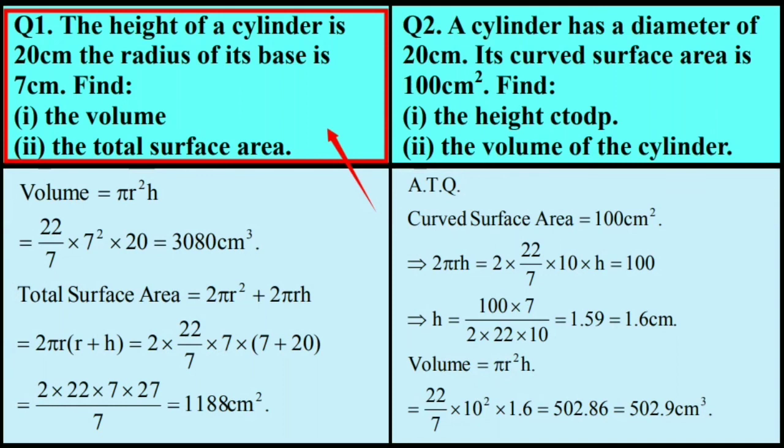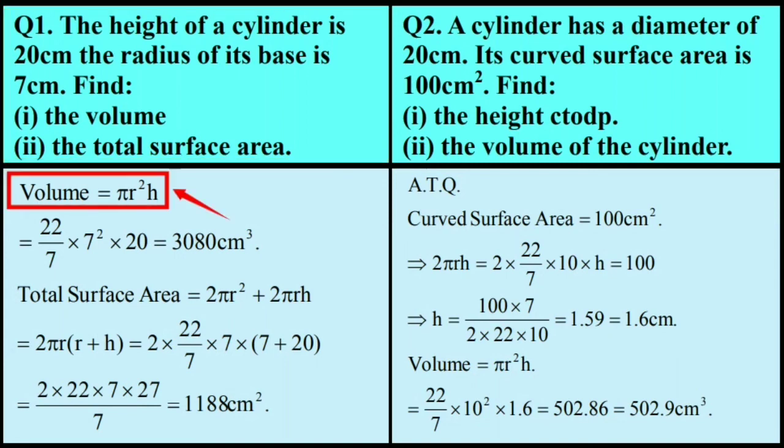From the question it is clear that it is talking about a solid cylinder, where volume by formula is pi r square h, where r is the radius of its circular cross section and h is the height of the cylinder. In this expression, pi is 22 by 7 and 7 square is radius square and 20 is height. Finally, volume of the cylinder obtained is 3080 centimeter cube.